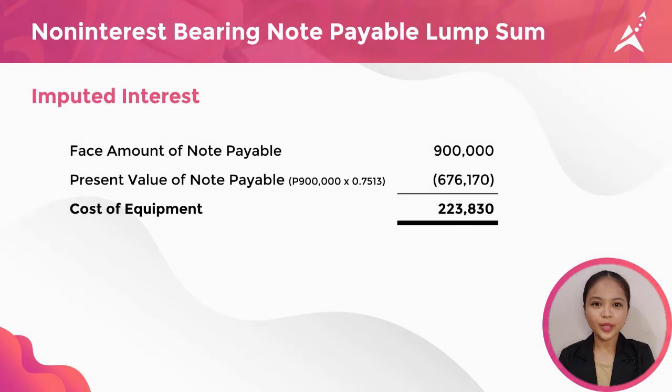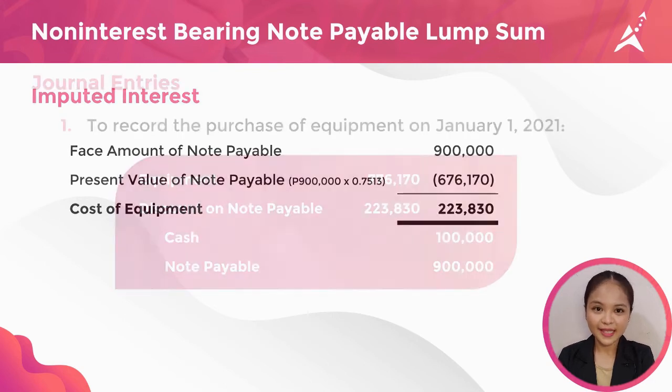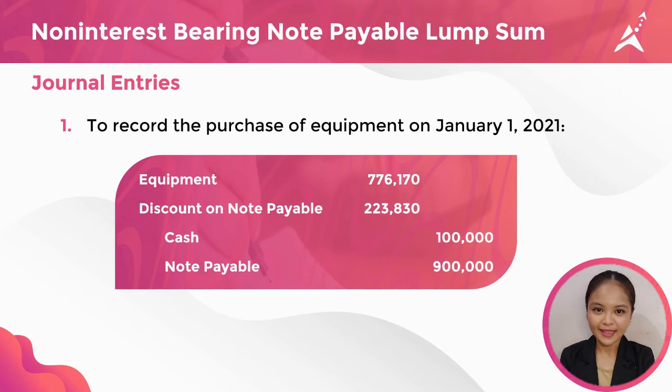Next, we are going to compute for the imputed interest by deducting the present value of note payable of 676,170 pesos from the face amount of note payable of 900,000 pesos. So, the imputed interest is equal to 223,830 pesos. Let us now record the journal entries.